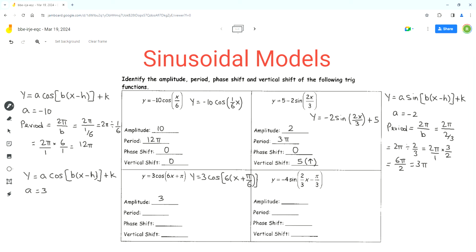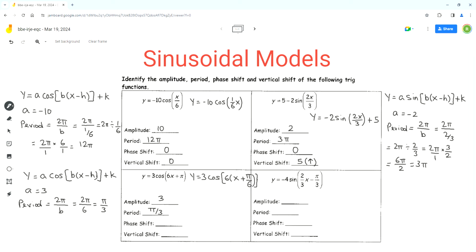Now period can be calculated using the formula. So period equals 2 pi over b. And the b value in this case is 6, because that's the term outside the parentheses that has the x and pi over 6. So we do 2 pi over 6, which can be reduced to pi over 3. So the period is pi over 3.